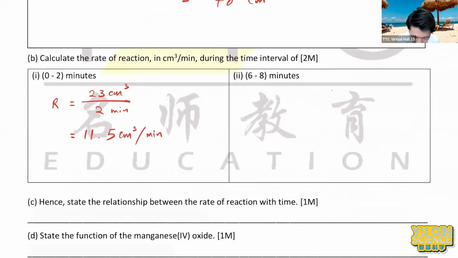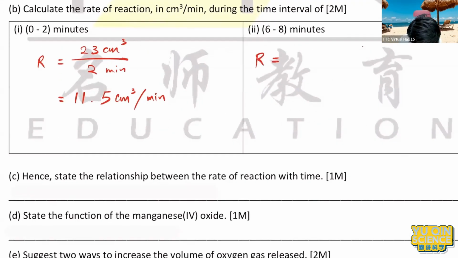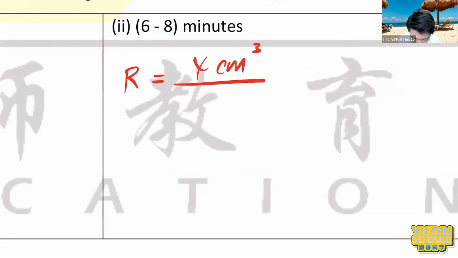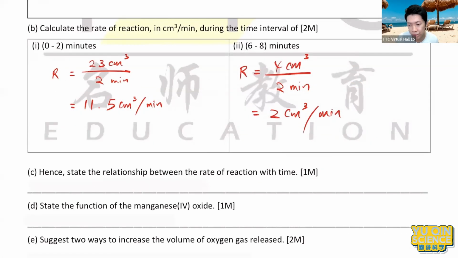So like next one, 6 to 8. 6 to 8 is 4 cm cube over, 6 to 8 is how many minutes? Also 2 minutes. Okay, so that is easy. 2 cm cube per minute. Easy cheesy.